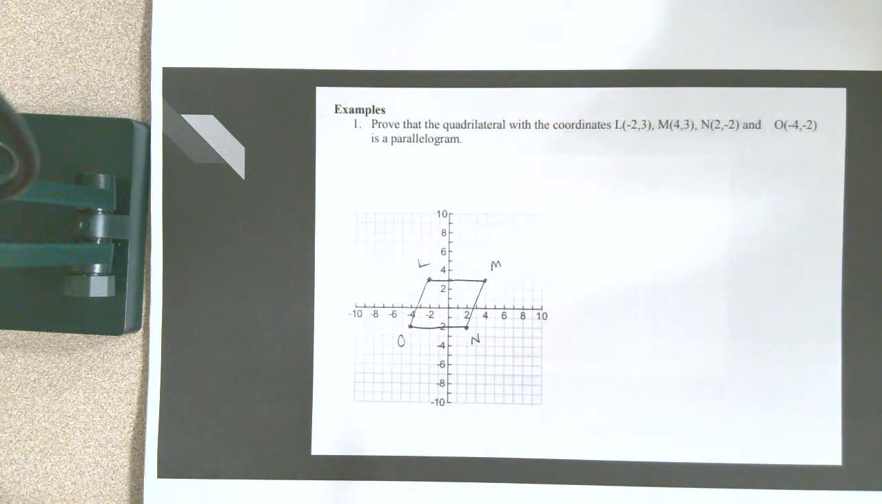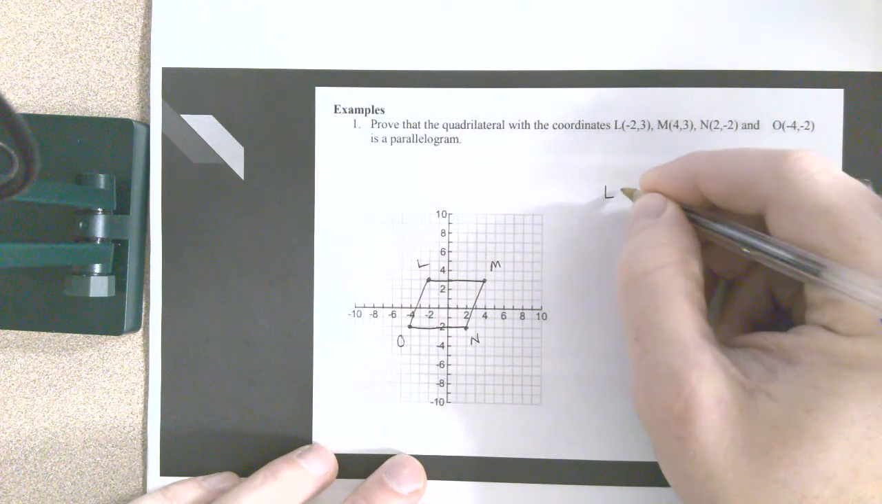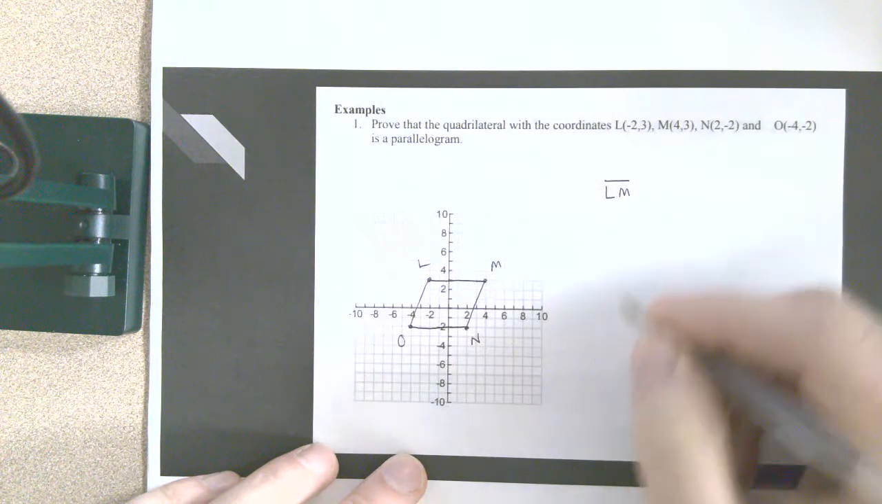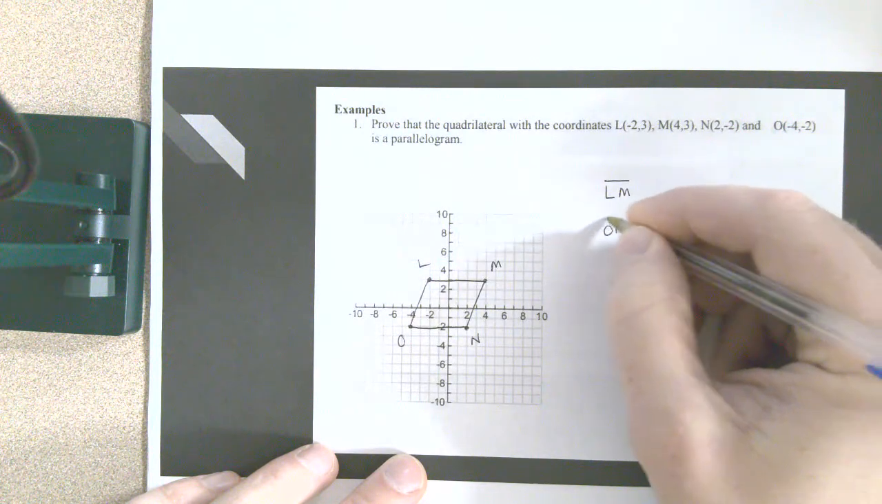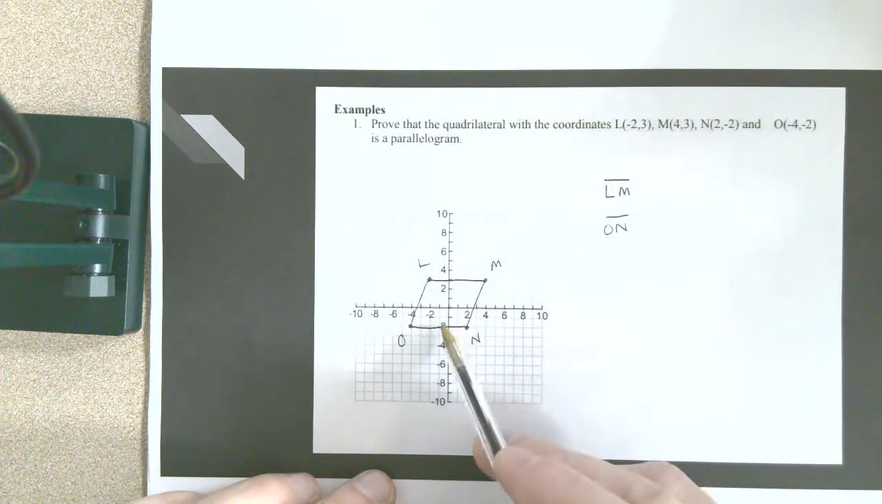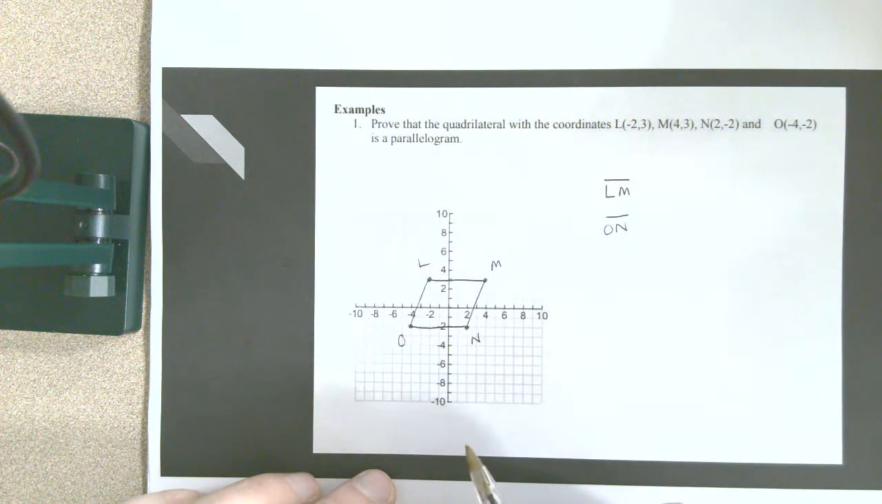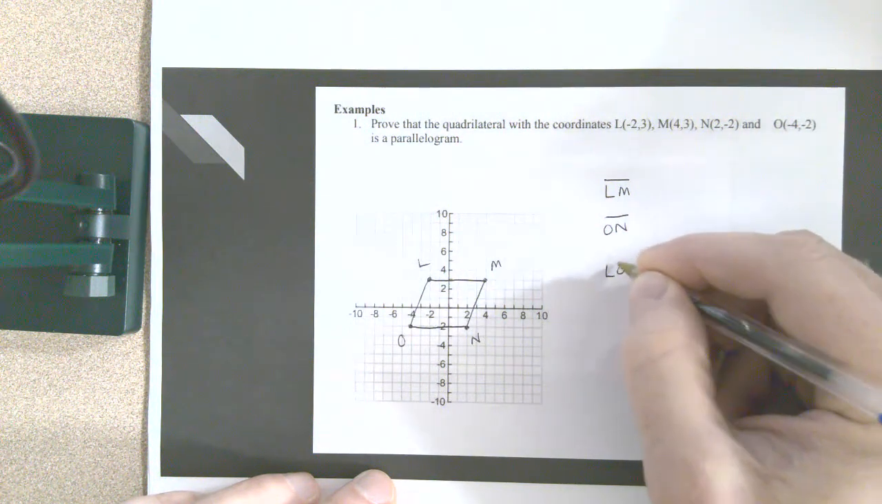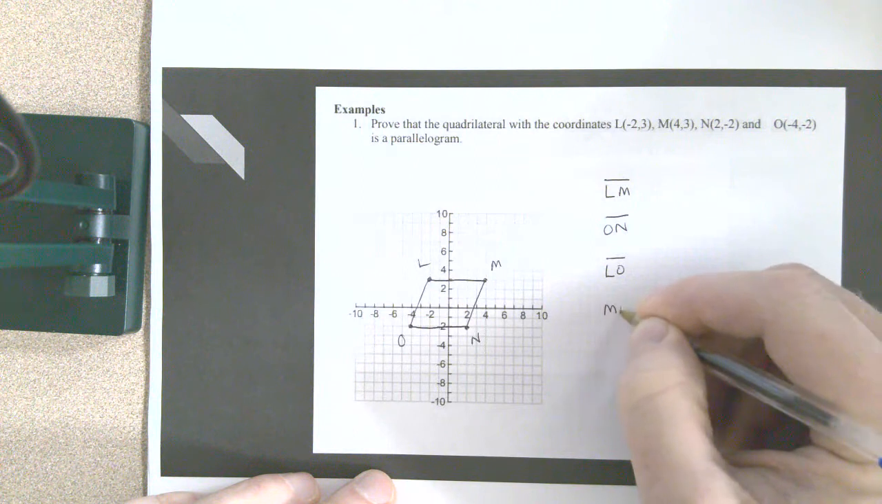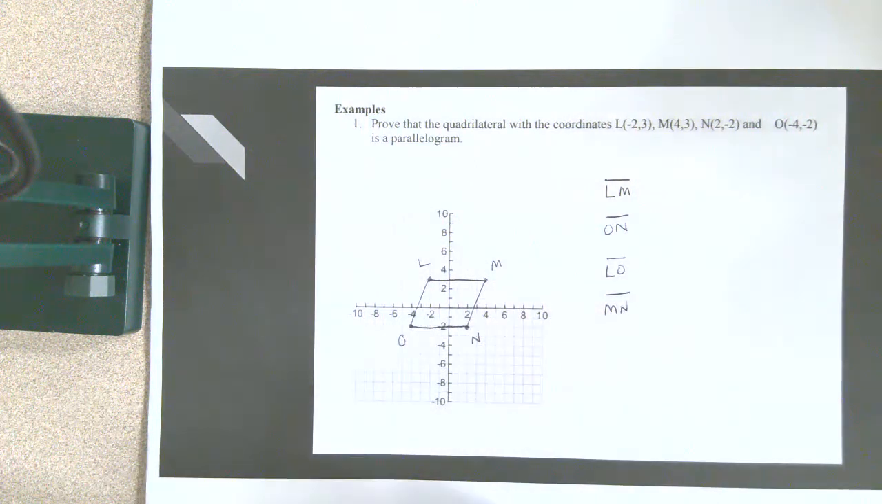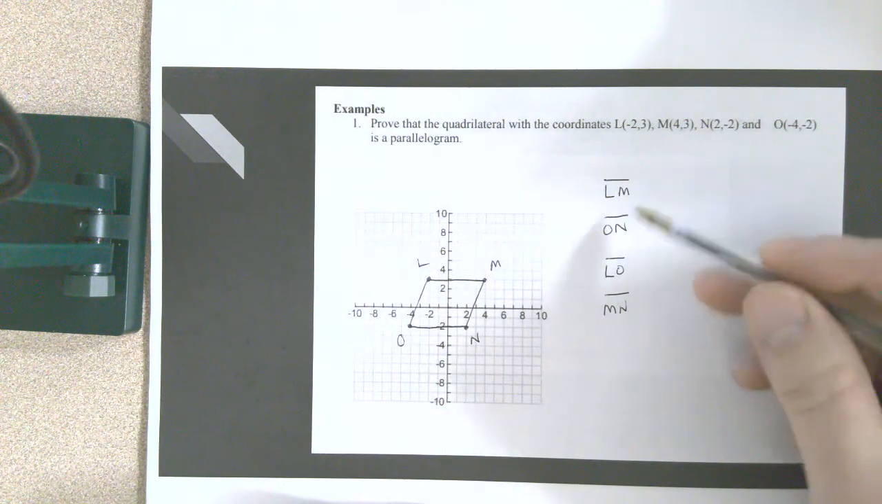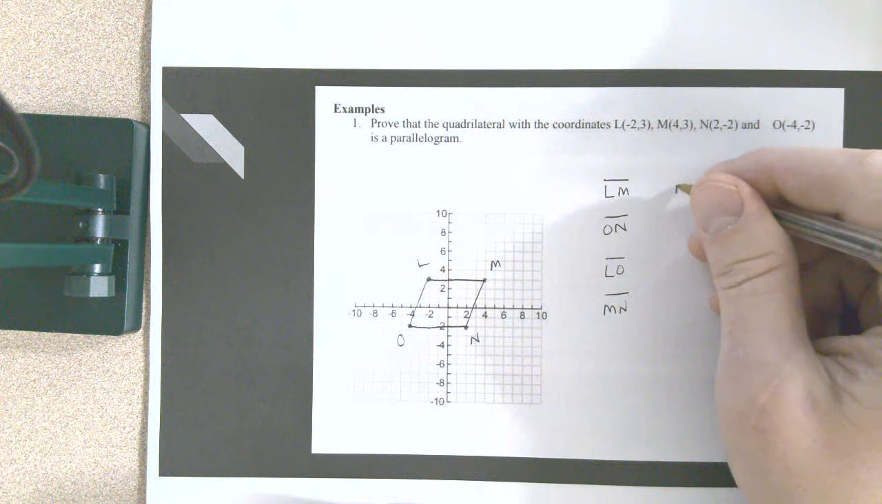Now, as I said, we're going to focus on the slopes. So when we're proving it's a parallelogram, we're going to find 4 slopes. We're going to find the slope of all 4 lines. So the first one, LM, and ON, I'm going to put those two together because they're sides that are opposite of each other. And then the other 2 sides would be LO and MN. Now, in order for us to prove that this is a parallelogram using the slopes, we have to show that each of these 2 pairs have the same slope. So let's start with LM.